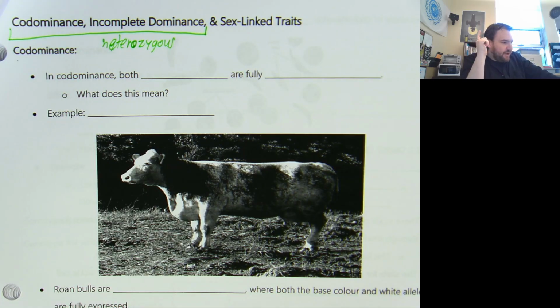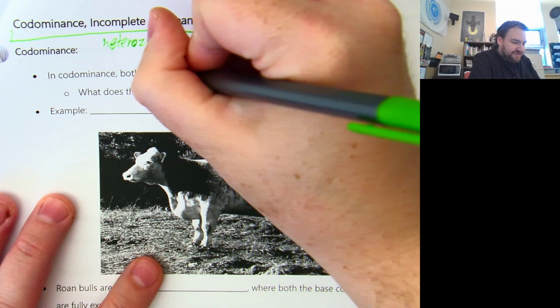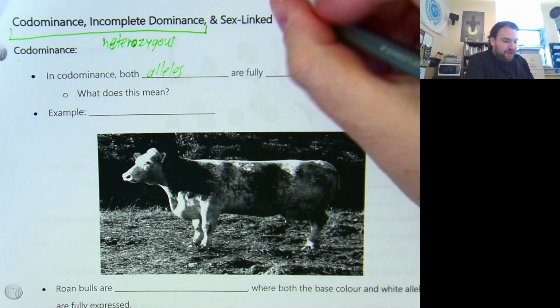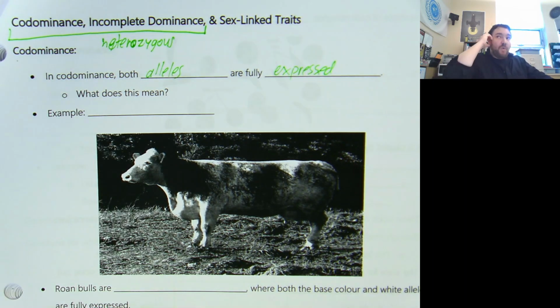So, codominance. Codominance is when both alleles, so both versions of a gene, are fully expressed. What do I mean by that? So, here is a picture of a cow. Here is a color version of this same picture, if I can find it.